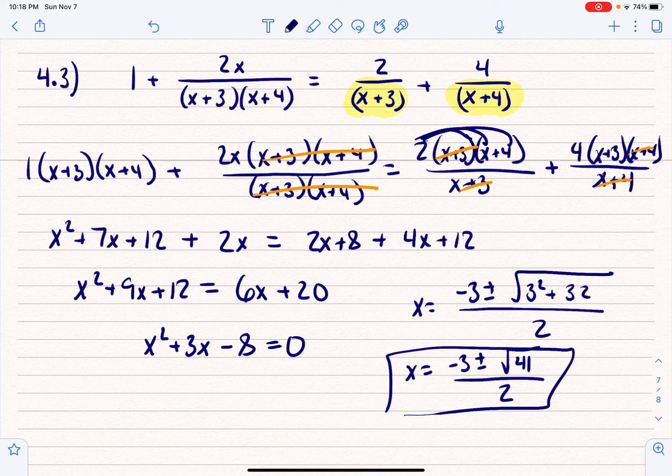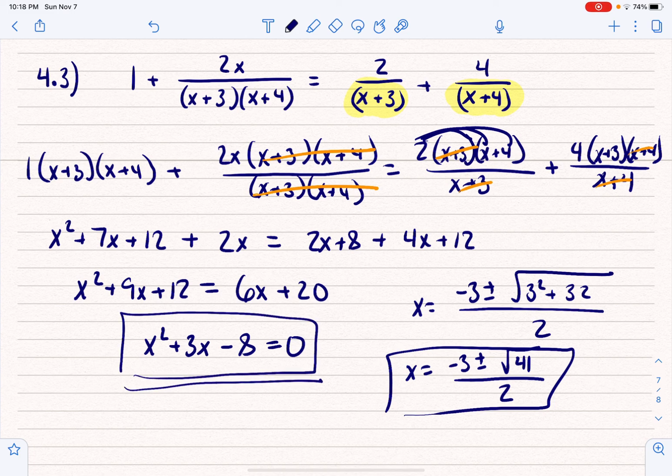Okay? And so here's what I need you to do. Just because you get to a situation where you go, oh man, I thought it was going to come out so clean, and it didn't, that doesn't mean you're wrong. You got to just keep rolling, and you can use the quadratic formula.